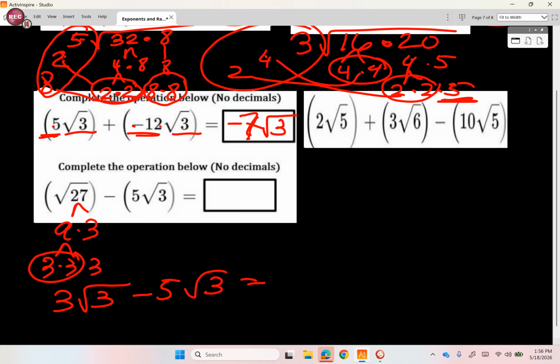And now we can put it together with this one because they are like terms. So 3 minus 5 just gives you negative 2. Square root of 3 doesn't change, because when you add or subtract, exponents or radicals don't change.